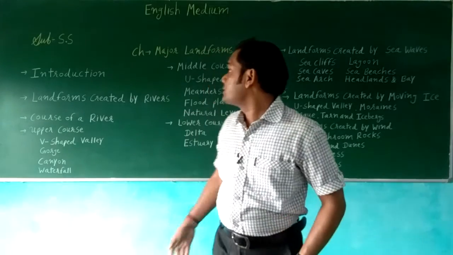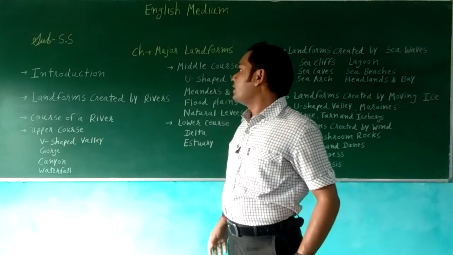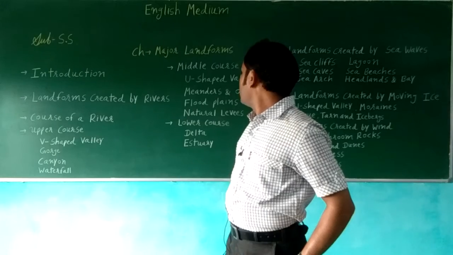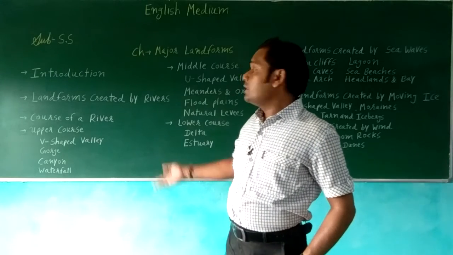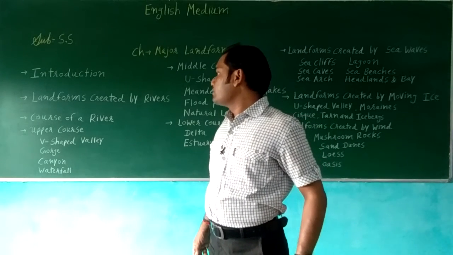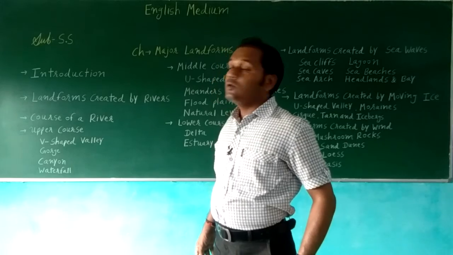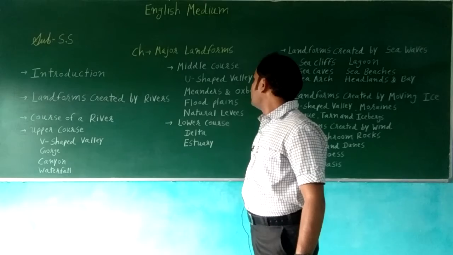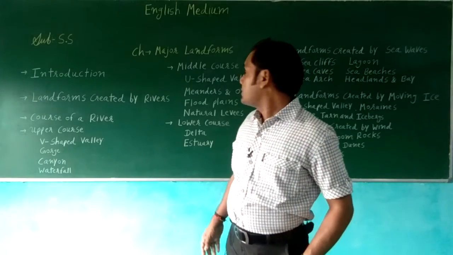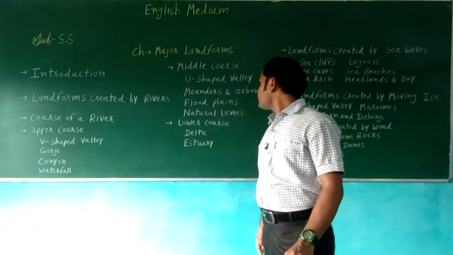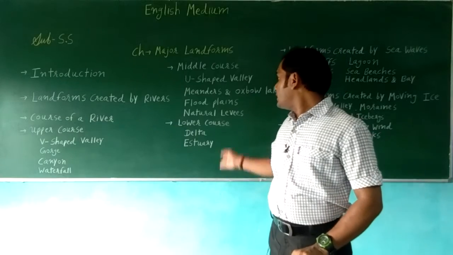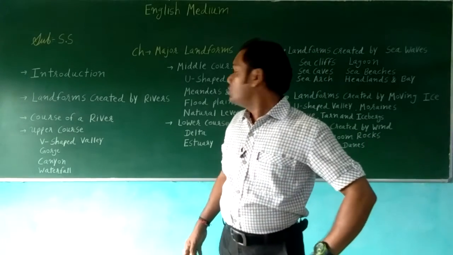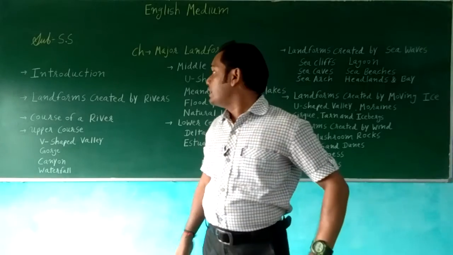So these are the landforms created by rivers across the course of a river: upper course, middle course and lower course. In the upper course we have seen the V-shaped valley, gorge, canyons and waterfalls. Then in the middle course, U-shaped valley, meanders, oxbow lakes, flood plains and natural levees, and in the lower course, delta and estuaries. So these are the landforms.